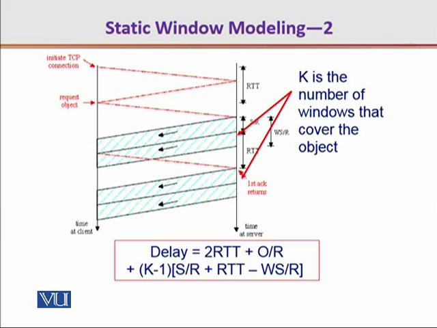Again, after receiving the acknowledgement, the server sends the window again, and the same procedure follows. So the overall delay that we would see here would include the round trip time, the time it takes to download the complete object, shown as O divided by R, and a third expression. The third expression comprises the left-hand side as K minus 1, where K is the number of windows that cover the object. Here in this case, the value of K is equal to 2.